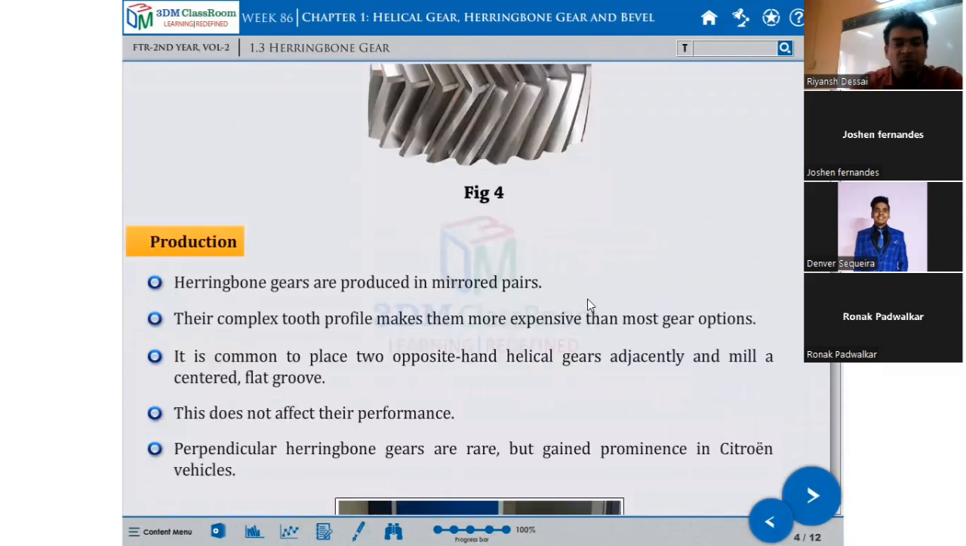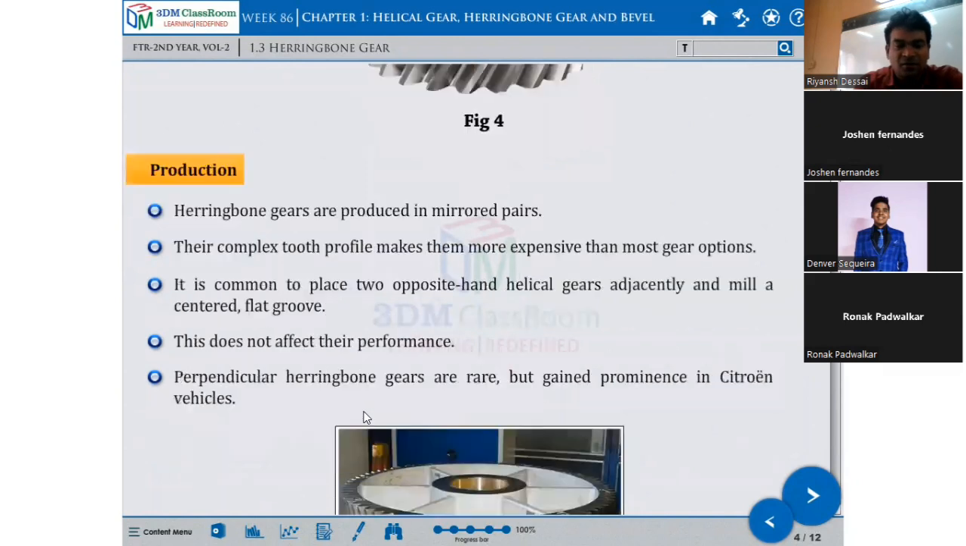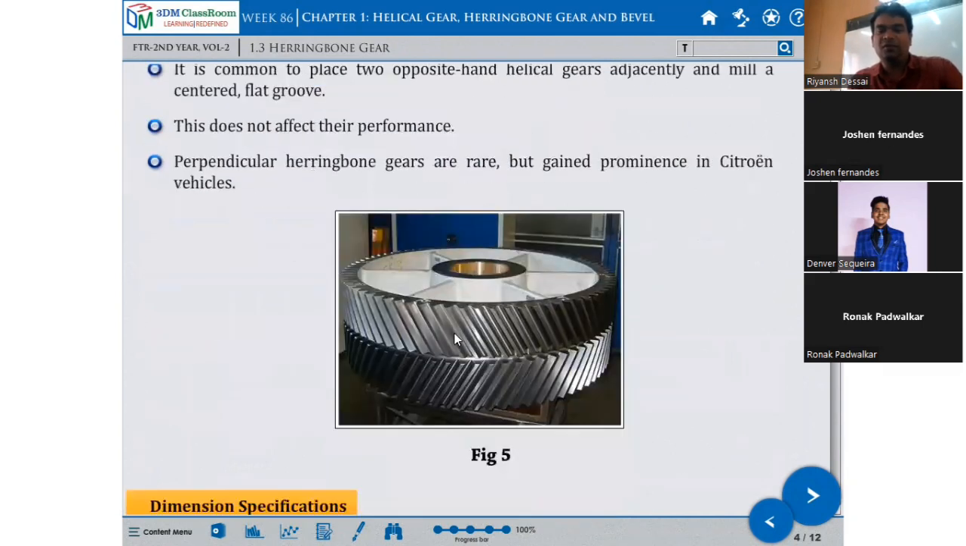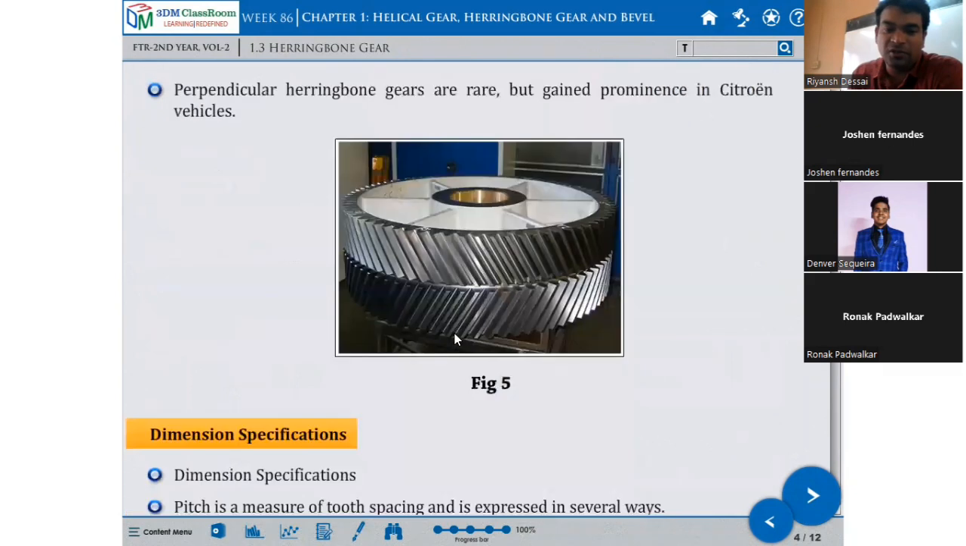Third one, it is common to place two opposite hand helical gears adjacently and mill a center flat groove, which does not affect the performance. Particular herringbone gears are rare but gained prominence in Citroen vehicles. So this is one example. You can see the pictures. This is the herringbone gear. This is one helical gear and this is another helical gear, but at the opposite angle.